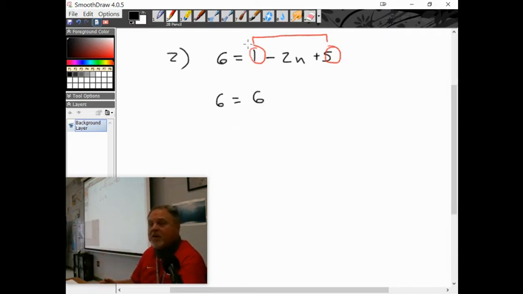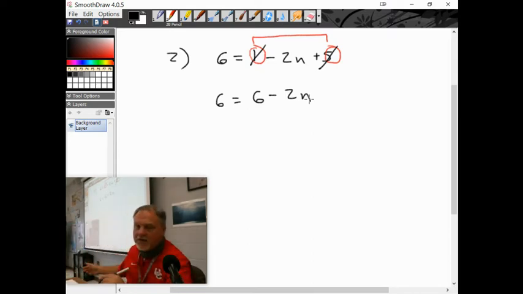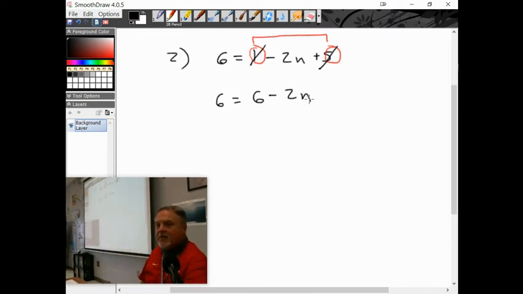So if I combine the 1 and the 5, that gives me a 6, and that negative 2n just drops down right there. Okay, so now we've got an equation that's got 6 on the left and 6 subtract 2n on the right. Now I'll look to see if I can simplify. All right, we can't simplify 6. On the right side, 6 can't take away 2n. They're unlike terms. Like variables with the same exponents can only add and subtract other variables with the same exponent. 6 doesn't have a variable.